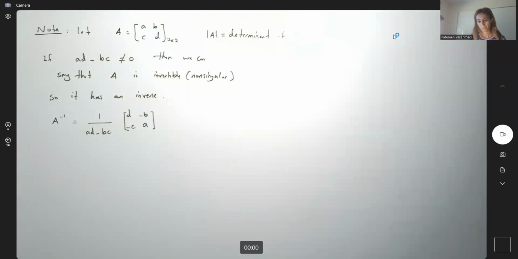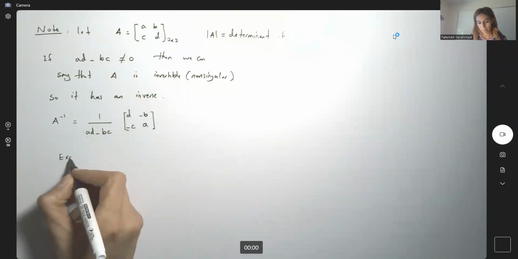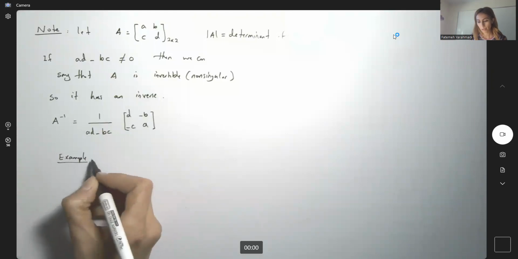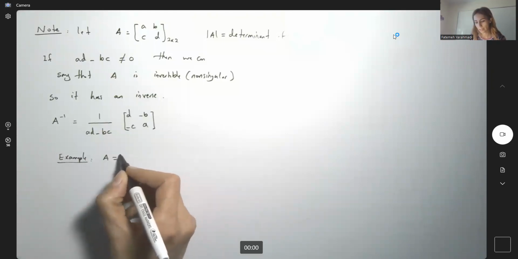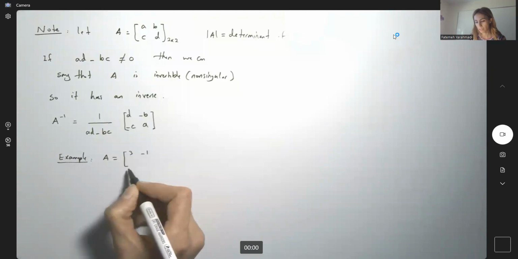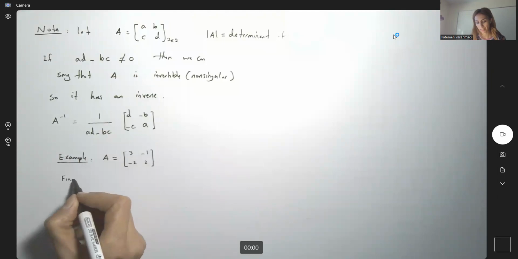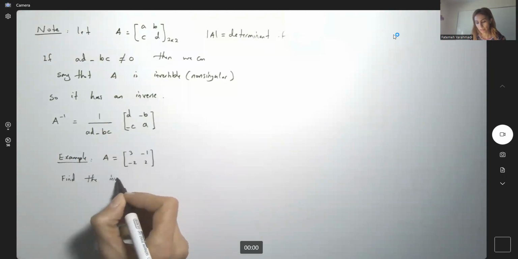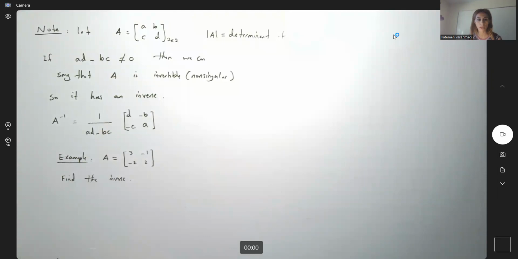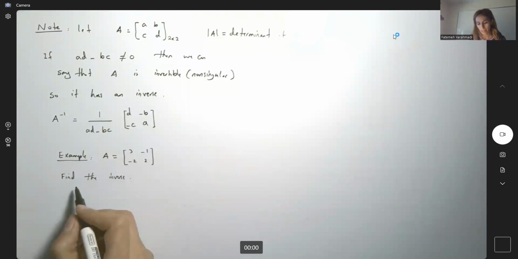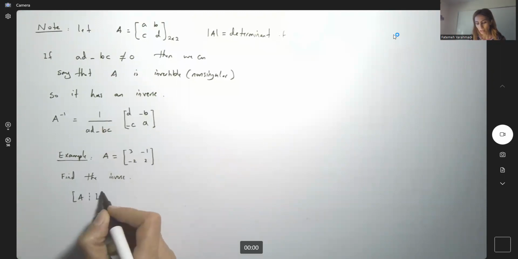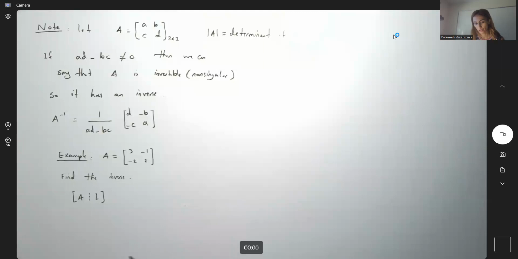Let's go over an example. Suppose matrix A is given to you as 3, -1, -2, and 2, and I ask you to find the inverse of this matrix. Well, I might say that I'm going to apply the new technique that I learned of joining matrix A and I, and apply the Gauss-Jordan elimination method and try to convert this into I and the inverse of A.